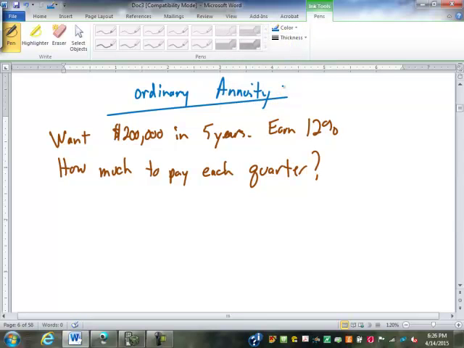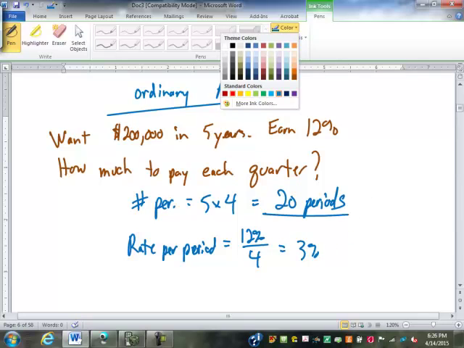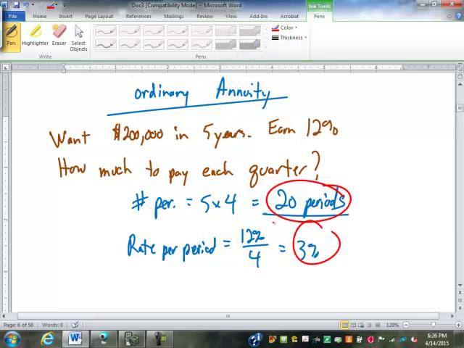So first thing we need, what is our number of periods? 5 years times 4 quarters per year is 20 periods. Next, rate per period. Got 12% divided by 4 periods is 3%. So we're going on our table, 20 periods and 3%, which is what? 26.870?